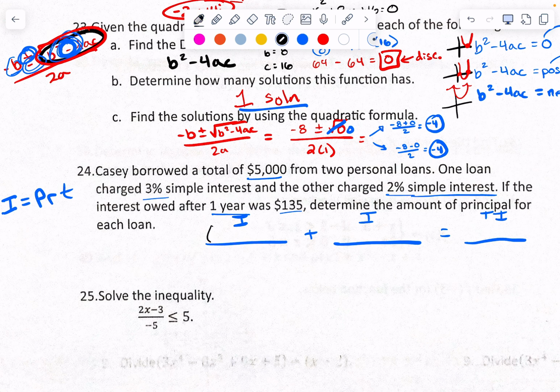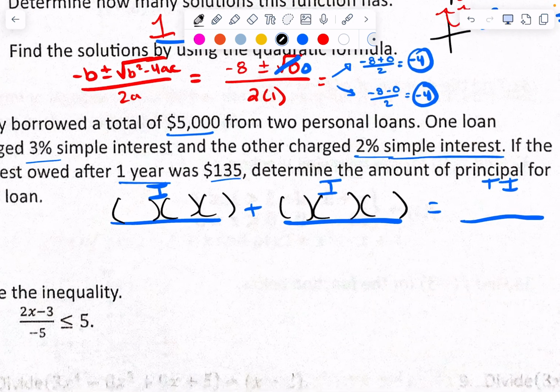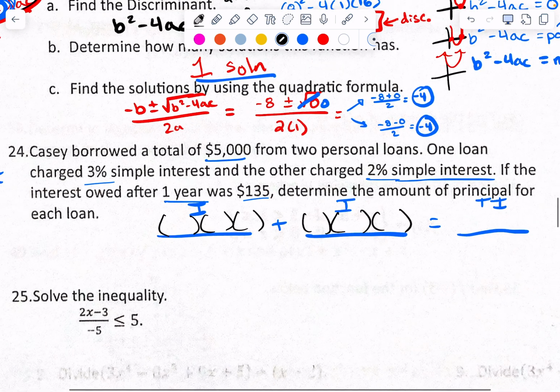We have to have principal rate time. So for the rates, one of them is 3 and one of them is 2, so I'm going to put 3 here and 2 here. The rate of each one is those. What's the time? 1. What's the total interest? 5,000? Nope, that's the principal. 135. Adding those together is 135, right? That's the total interest. Now the $5,000 is going to come into play.